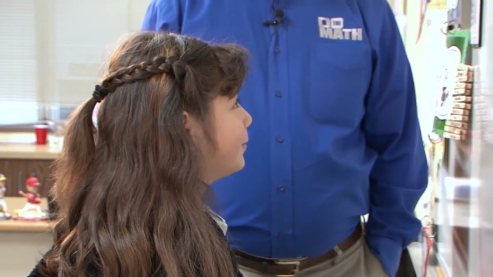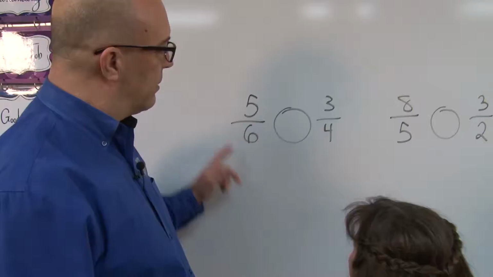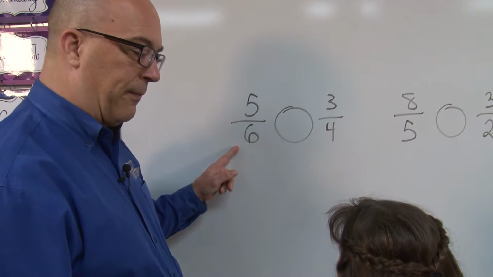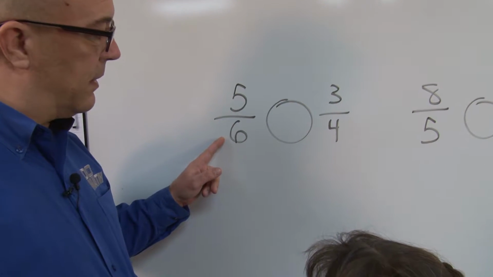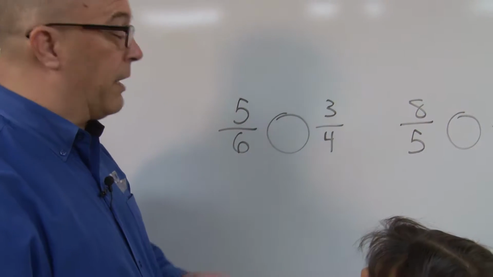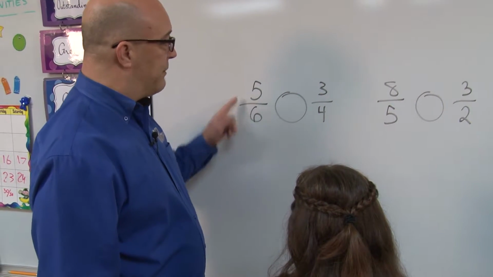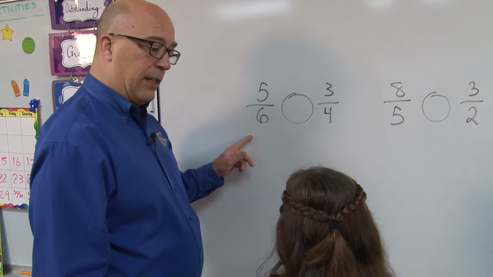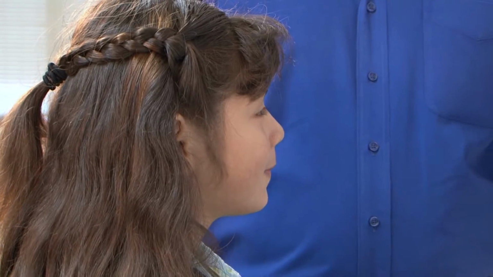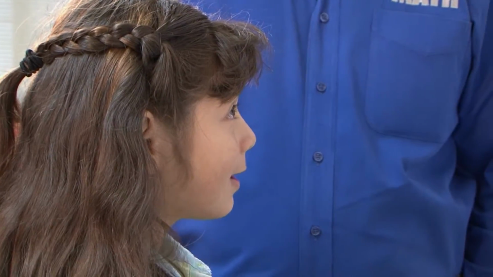We're gonna do a comparison, right? Yeah. Okay, so what is this one? Read this one for me. 5/6. There you go, perfect. And what about that one? 3/4. There you go. So we want to know which one is greater. Is 5/6 greater than 3/4? Is it less than 3/4? Or is it equal to 3/4? So how would you figure this out so that you could solve this problem?